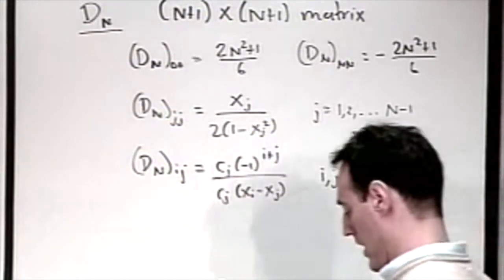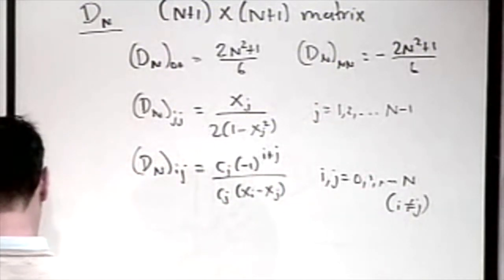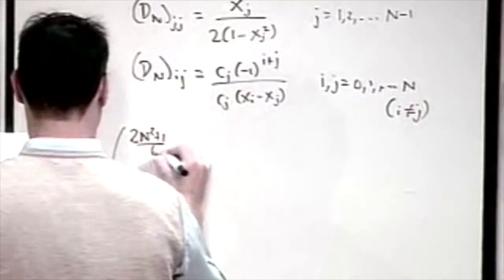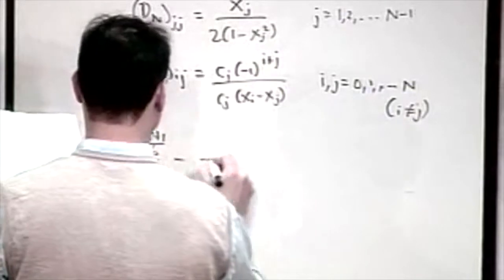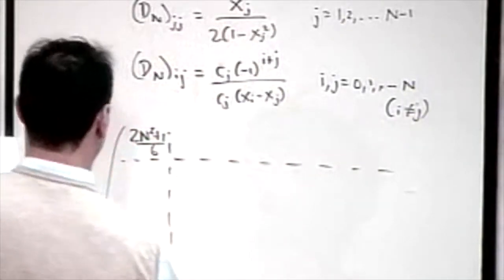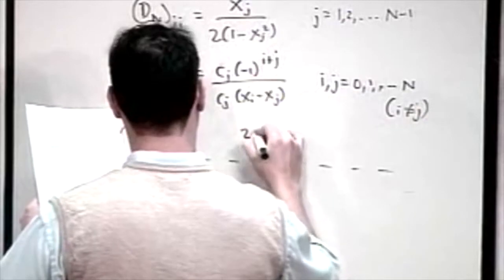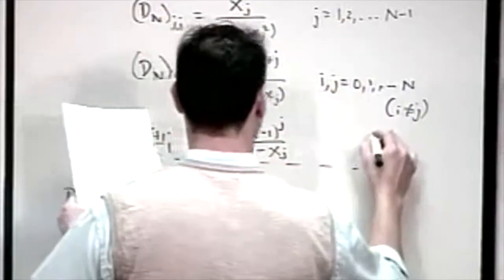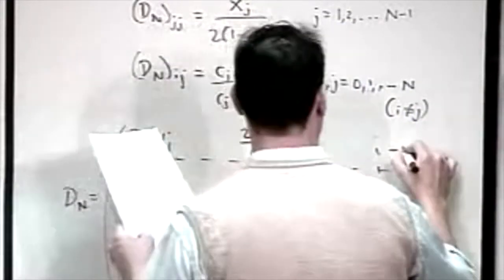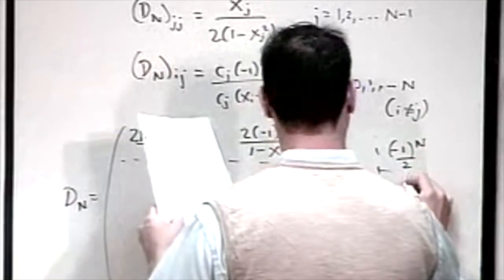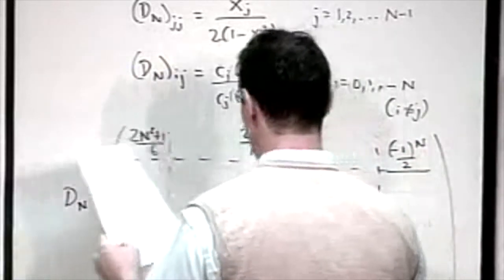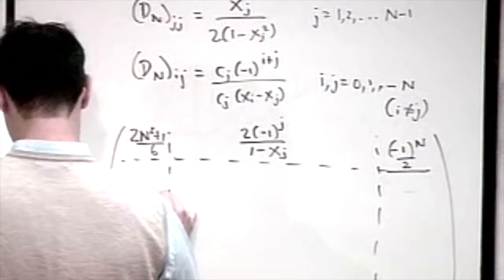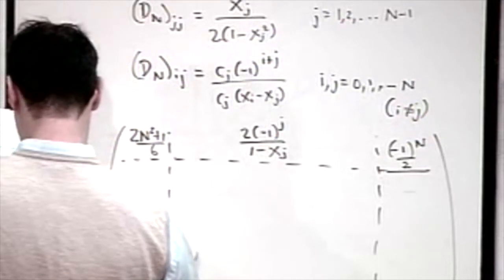So in the end, what it kind of looks like is the following. D_n has the following structure. Up here you have (2n squared plus 1) over 6. And then along this top row, you get 2 times (minus 1) to the j over (1 minus x_j). This term over here is minus (2n squared plus 1) over 6. And then in this first column, you have (minus 1) to the i, over 2, times (1 minus x_i).